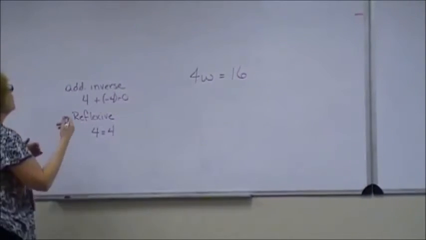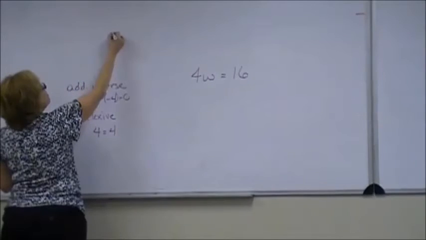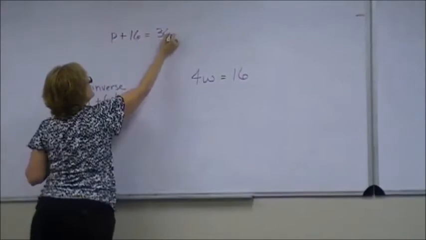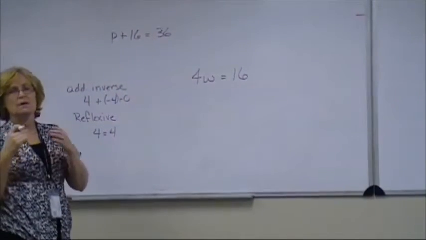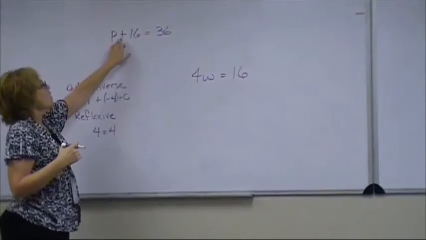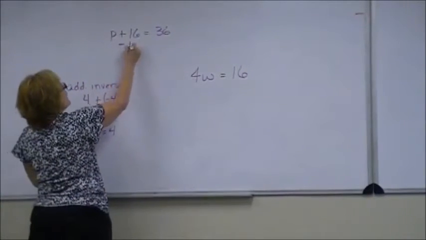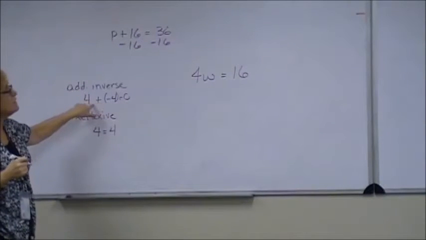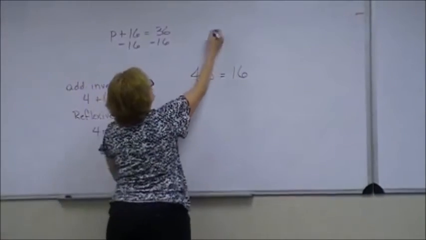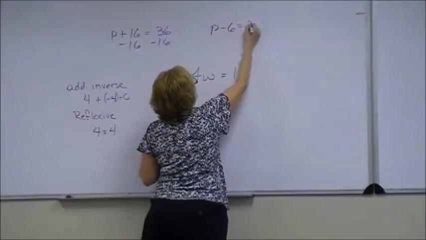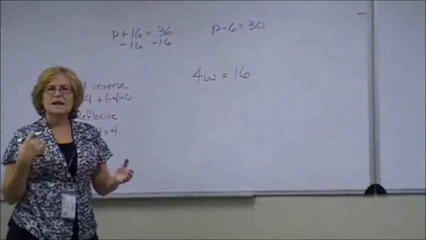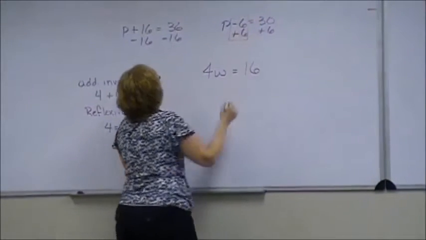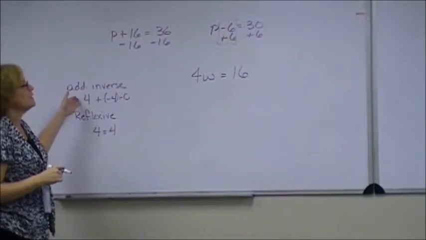Even on the one where we had p plus 16 is equal to 36, that's not the same problem, but it's the same situation. To get rid of my 16, I had to subtract 16 from both sides. So that would be this property right here. Or if I would have had p minus 6 is equal to 30, to get rid of my 6, I had to do positive 6. And that also is the same additive inverse property.